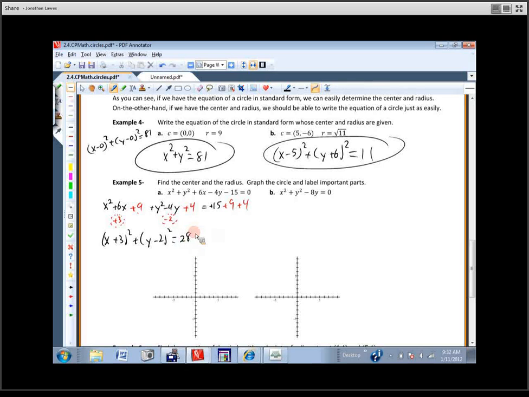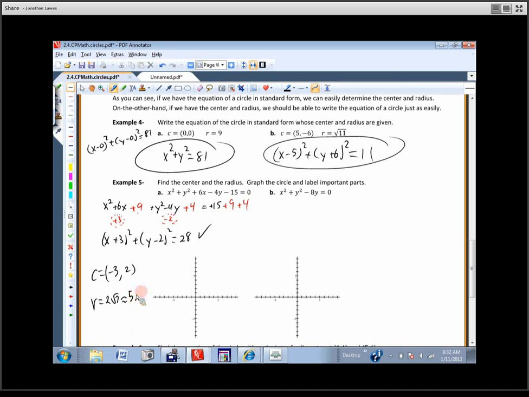Okay, now is it in a form where we can look at it and we can tell what the center is? What's the center? Negative 3, comma 2. And the radius is square root of 28. Now square root of 28, let's see, that's a 2 times a 2 times a 7. So I'm going to write that as 2 radical 7, and then I'm going to figure out roughly what that is. It's 5.29. It's about 5.3.